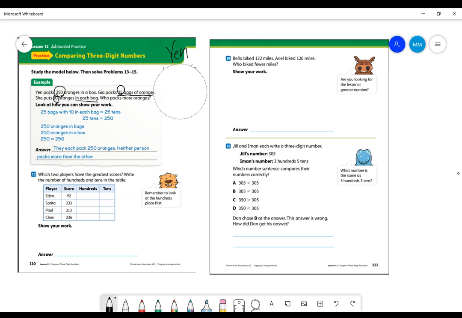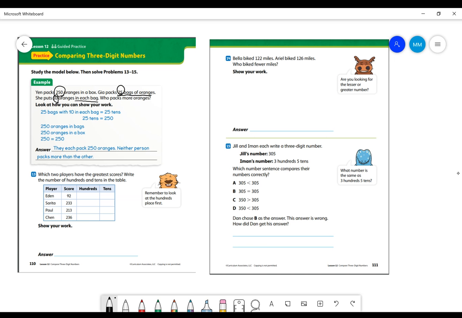All right, so it's really important that when we have word problems that we look at it super close, because what we could have done is we could have just said, okay, there's 25 oranges. But no, we had to look at how many were in each bag. All right, let's go on to number 13.